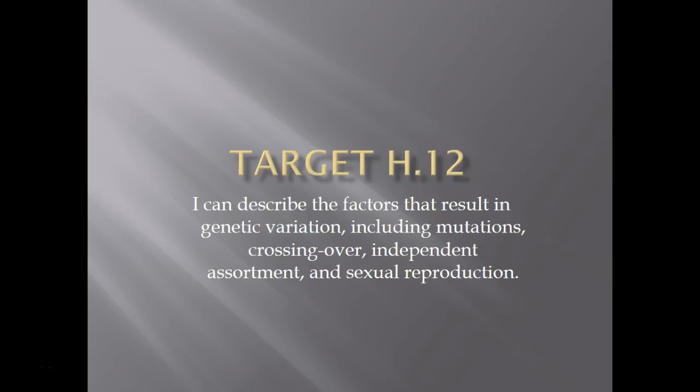We're going to go through Target H12, which says that you should be able to describe the factors that result in genetic variation, and that would include mutations, something called crossing over, independent assortment, and sexual reproduction.